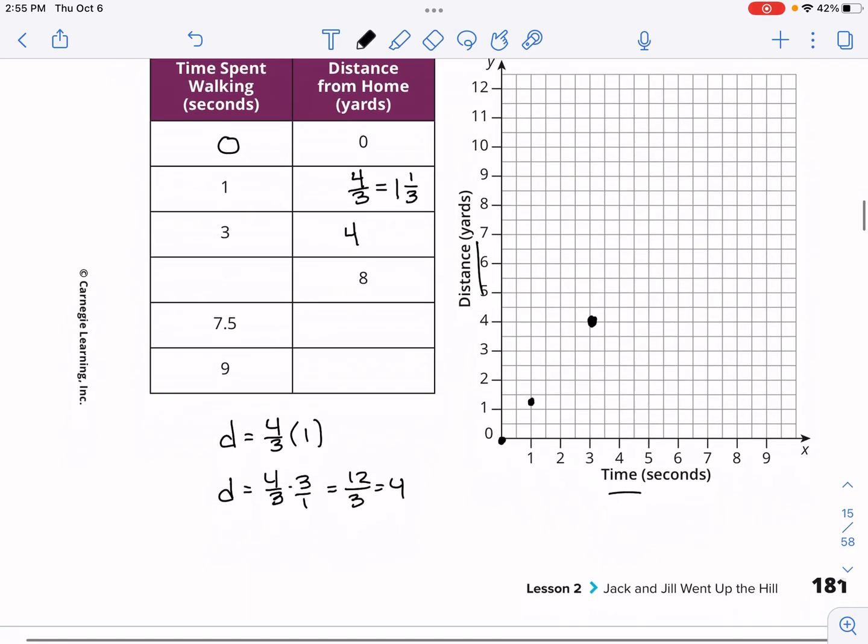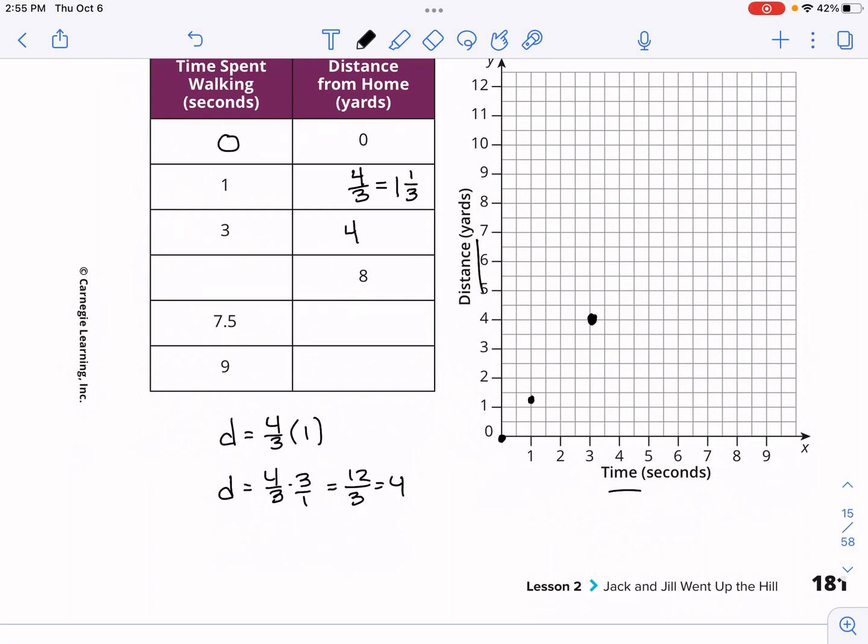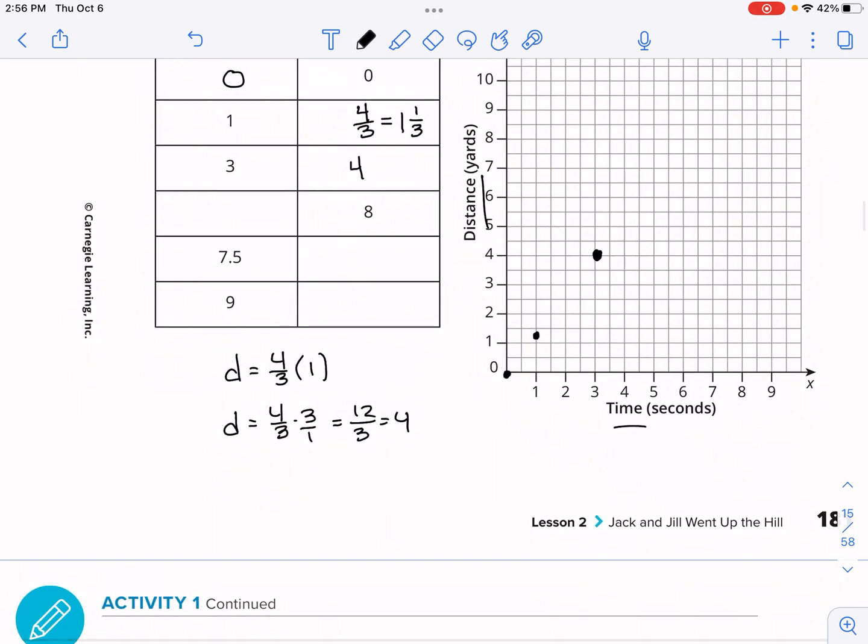All right, next one. Now we're given the distance. We're saying the distance is 8. Let's keep this in mind. We have 4/3, 4 yards every 3 seconds, but for this one we went 8 yards. We've got to figure out how many seconds it takes to get there. You could cross multiply because we have a fraction equal to a fraction. Let's set this up. 4 times x is 4x.